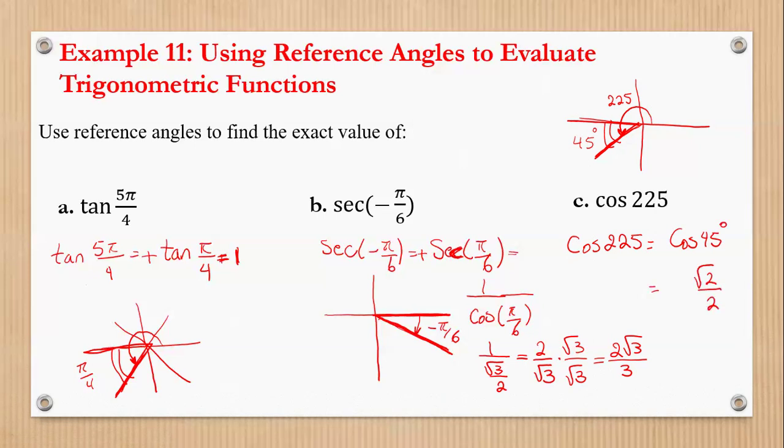Now I need to check the sign. The angle 225 is in the third quadrant. In the third quadrant, the cosine is negative, so the answer must be negative.